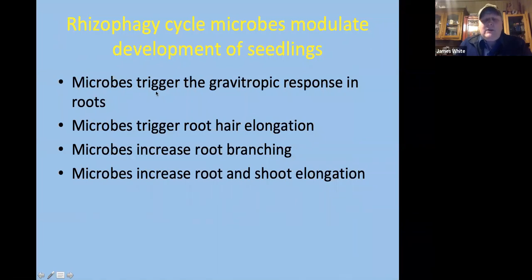So microbes, if they're inside, will trigger the gravitropic response. They'll affect development. And they will also trigger root hair elongation. But they'll have another effect. They'll cause increased root branching, and they'll cause increased root and shoot elongation. Okay, so they affect development.